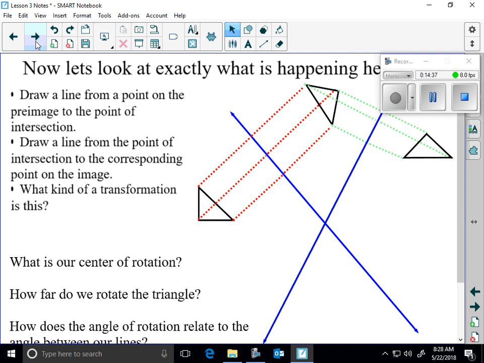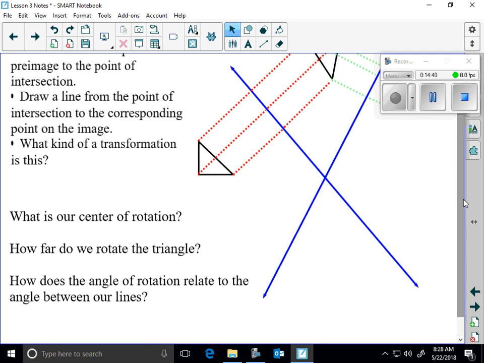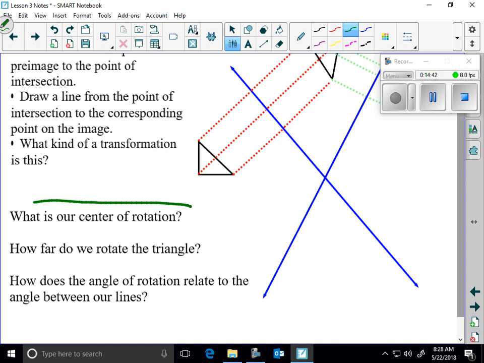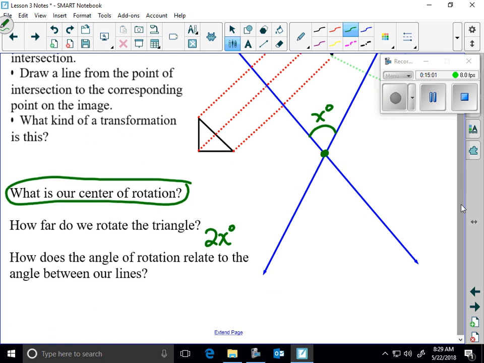Okay. So our center of rotation, like we said, let's just mark these out. What is our center of rotation? It's the point of intersection of the two lines. How far do we rotate the triangle? Well, it'd be double whatever this is, double the angle between those two lines. How does the angle of rotation relate to the angle between the two? Like we said, we double it. Okay?